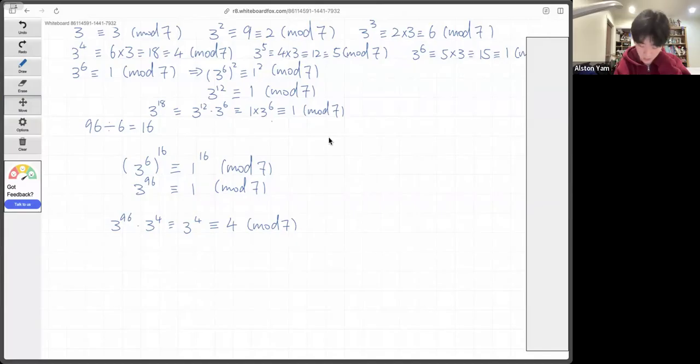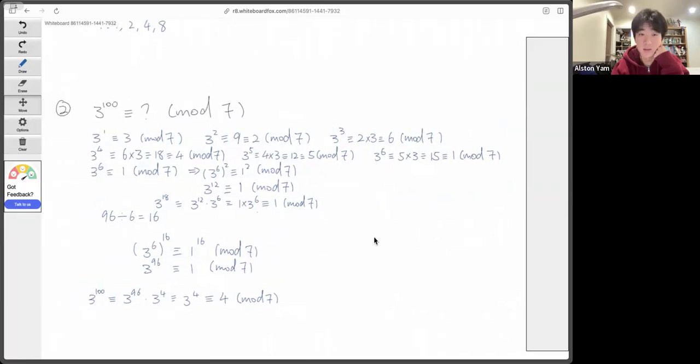Okay, cool. On the left, we have 3 to the 96, and we'll multiply it by 3 to the 4. So here we actually just have 3 to the 100. And that was what we wanted, right? We wanted to find 3 to the power of 100 under mod 7, and we found that, and that is 4. So we can say that 3 to the power of 100 will leave a remainder of 4 when we divide it by 7. Okay, that's pretty cool.